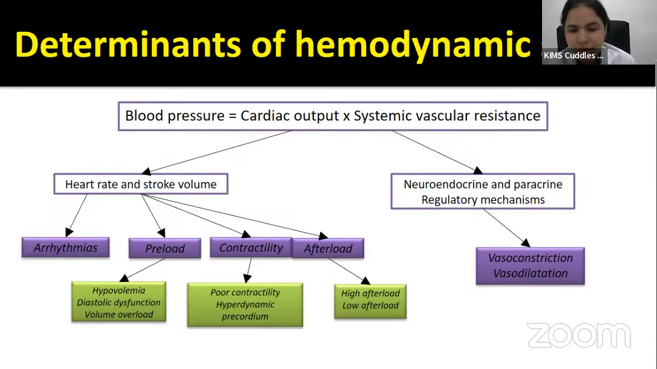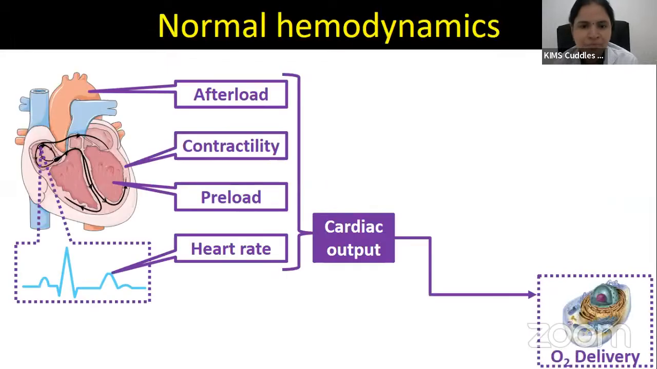And afterload can be affected if there is an abnormality in the systemic vascular resistance. It can be either high or low. So high afterload is the same as increased systemic vascular resistance, and low afterload is the same as peripheral vasodilatation or decreased systemic vascular resistance. Now, the SVR is controlled by hormonal neuroendocrine factors as well as paracrine regulatory mechanisms.